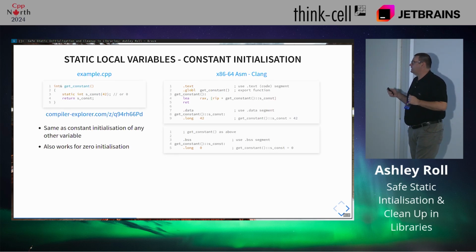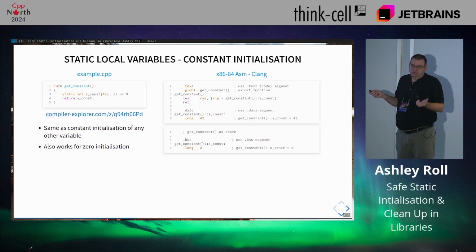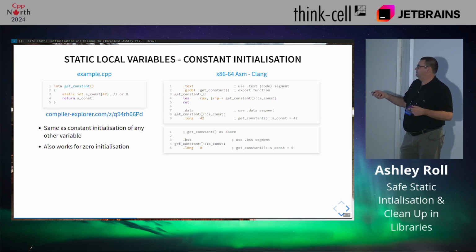Right. Now, if we look at static local variables, again, constant initialization looks kind of the same as you would expect from anything else. If the compiler knows the value, so if it might be 42 or it might be 0, then in this case, we have our implementation of our function here in the text segment, which is where our code goes. We have our get constant function as a global. It's implemented by just loading the value and returning it. So we actually have the value stored in the data segment, and it's pre-initialized to the value 42, which is what we specified here. Or if we were to put 0, then this would become the BSS segment, and we would just get 0 stored.